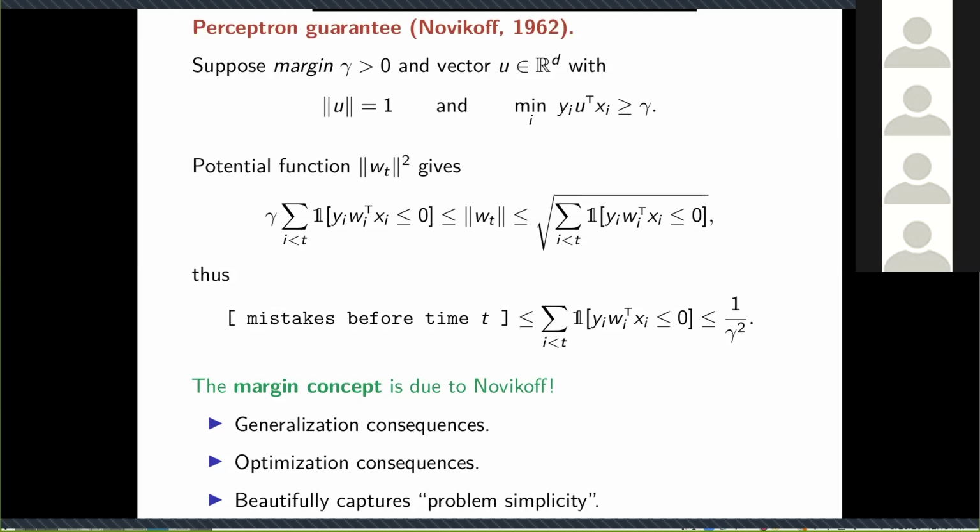So there are times that I've tried to restate it as you can achieve some risk with some predictor of some norm.